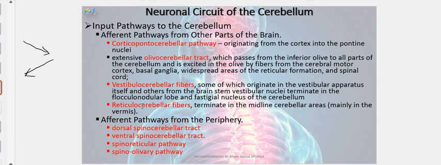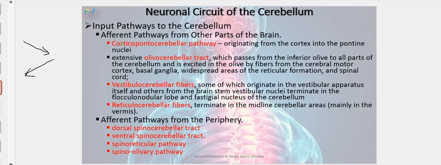Another signal will be from the reticular area of the brain. These are normally via the reticulocerebellar fibers, so we'll be able to see that in the image shortly. Normally it terminates in the midline cerebellar areas, mainly in the vermis. We can also have some incoming signals, not necessarily from within the brain, but from a distant part, from the peripheral part. Those that emanate from the spinal cord and those that emanate from within the cranial areas.